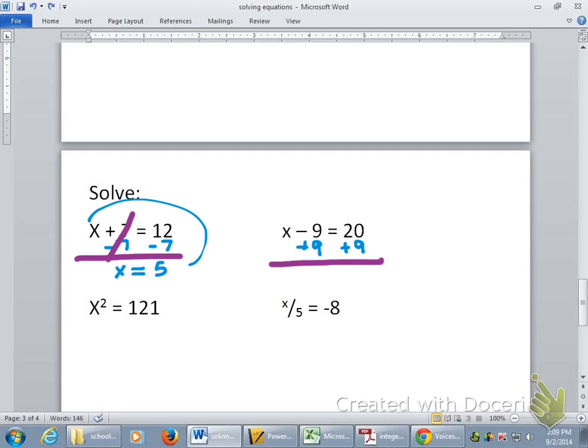And what do we say happens with the negative 9 and the plus 9? They end up being 0. So x is equal to 29. And you can check that by plugging it back in, right?